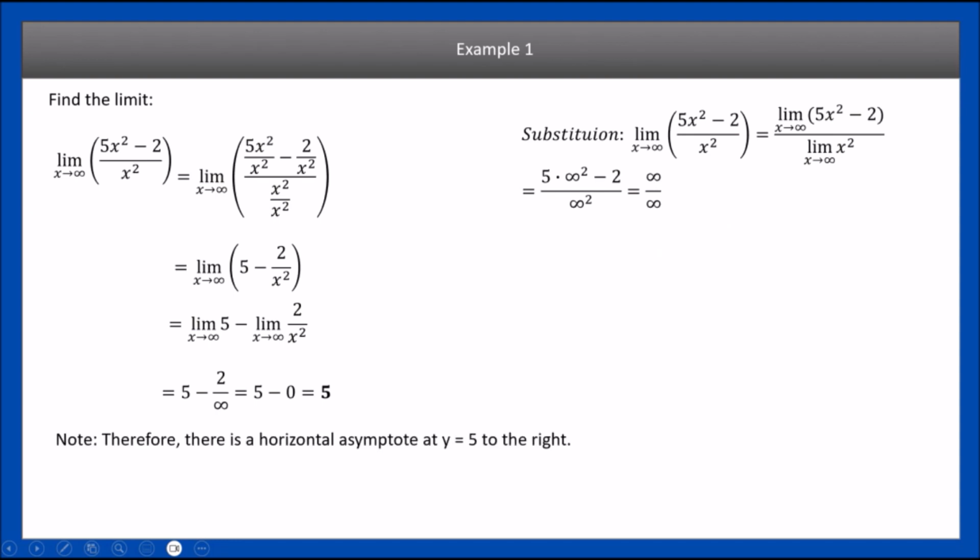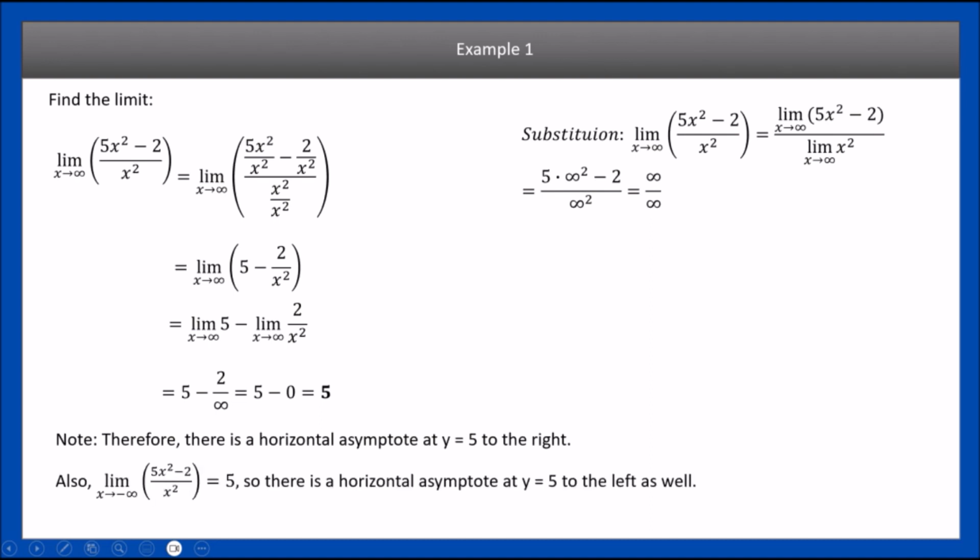So we have a horizontal asymptote at y equals 5 to the right. It is to the right because we're doing the limit at positive infinity. So really, we can only establish that there's a horizontal asymptote on the right side. We need to determine it on the left side as well, because sometimes the horizontal asymptotes vary on the left and right sides. If we take the limit as x approaches negative infinity, that will establish a horizontal asymptote on the left. You'll get the same answer. I leave it to you as an exercise, but it's the exact same steps, except you use negative infinity. You're going to get 5 as the horizontal asymptote to the left.